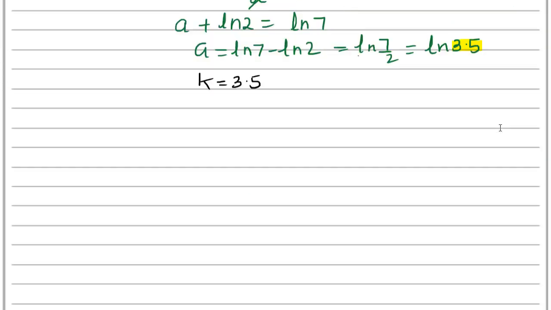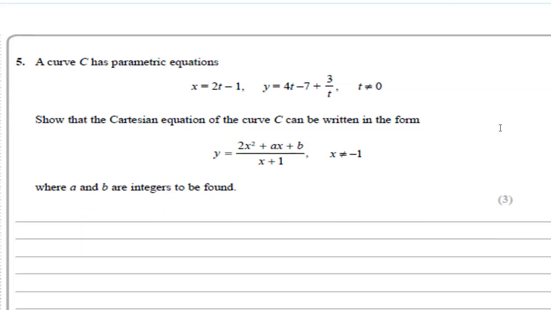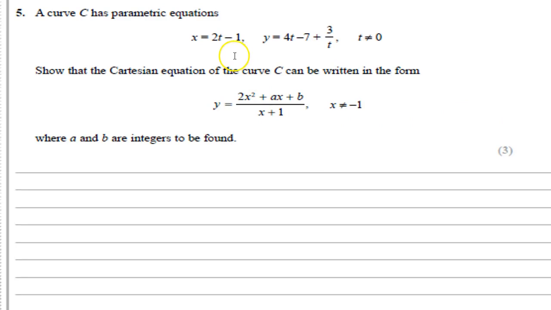Now the next question is question number 5. A curve C has parametric equations x is equal to 2t minus 1 and y is equal to 4t minus 7 plus 3 over t. So there are two parametric equations. First is x equals 2t minus 1, and the next is y equals 4t minus 7 plus 3 over t, where t is not equal to 0, and you need to convert it into a Cartesian equation.